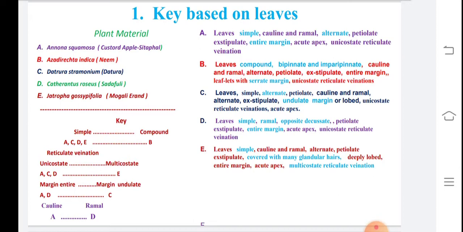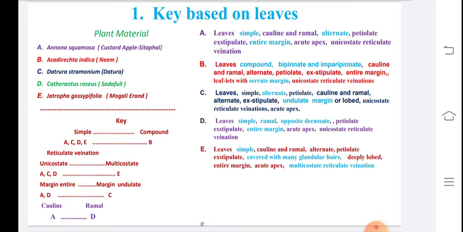D material Catharanthus roseus, Sadafuli. Leaves simple, ramal, opposite, decussate. Then petiolate, exstipulate, entire margin of leaf and the acute apex, unicostate reticulate venation. So only leaf character we have considered. And last material Jatropha multifida. So leaves simple, cauline and ramal, alternate, petiolate, exstipulate, covered with many glandular hairs and deeply lobed, entire margin, acute apex with multicostate reticulate venation. So this character we have considered for the key preparation.